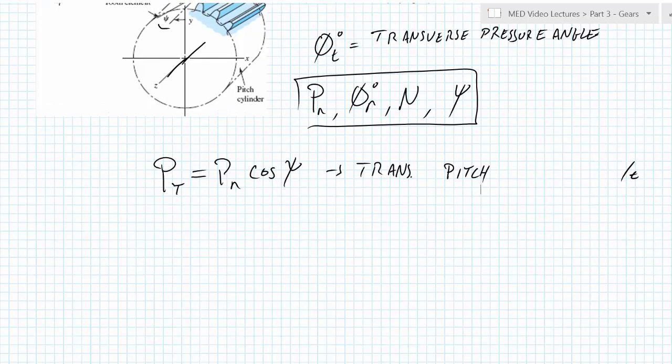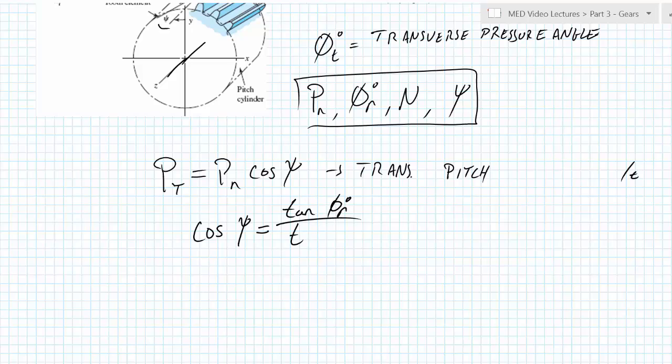We may also want to know what the transverse pressure angle is with respect to the provided normal angle. That relationship looks like this: the cosine of the helical angle is equal to the tangent of the normal pressure angle divided by the tangent of the transverse pressure angle. Typically you know the helical angle and the pressure angle. These are specified for a gear, and what you're looking for is actually the transverse pressure angle.